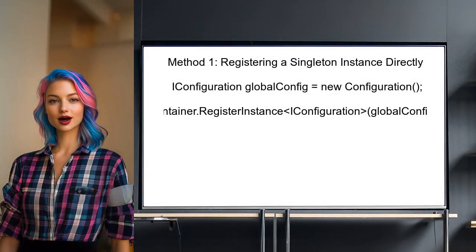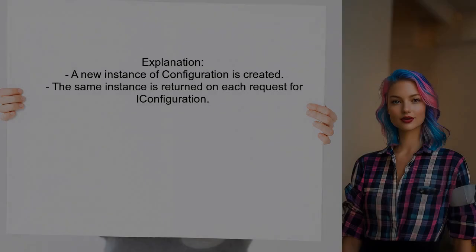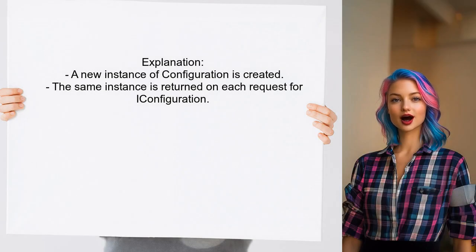First, let's clarify the two methods the user mentioned for registering a singleton instance in Unity. The first method involves creating an instance of the configuration and registering it directly. In this method, the user creates a new instance of the configuration class and registers it with the container. This means that every time the user requests iConfiguration, they will receive the same instance.